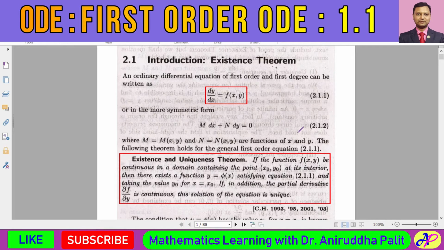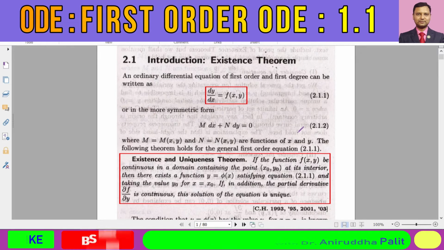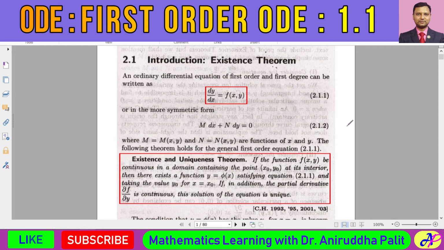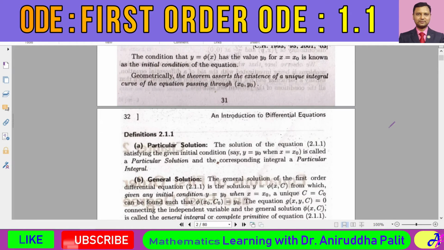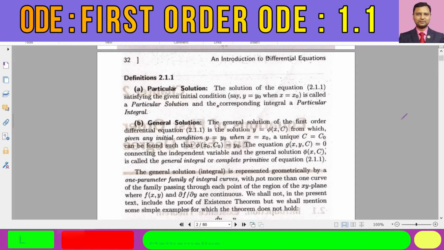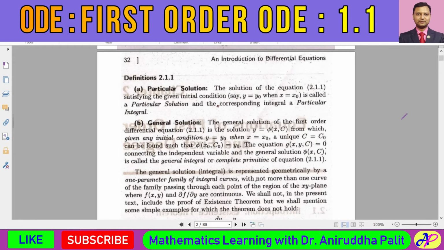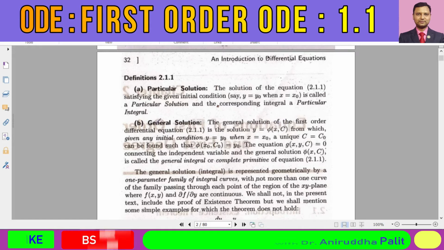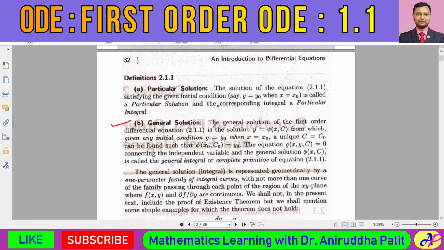Now let's move to the step by step. Let's move to the process of solution of this kind of differential equation. First of all, let me introduce the idea of two kinds of solution, called particular solution and general solution. First of all, let us discuss this general solution.